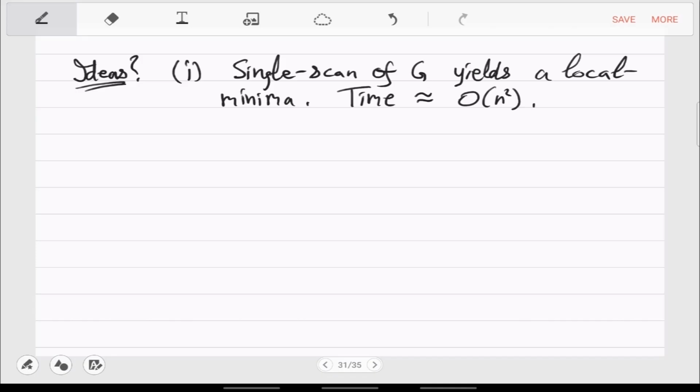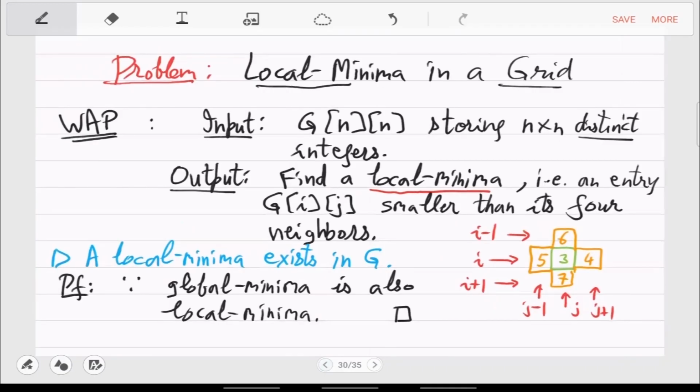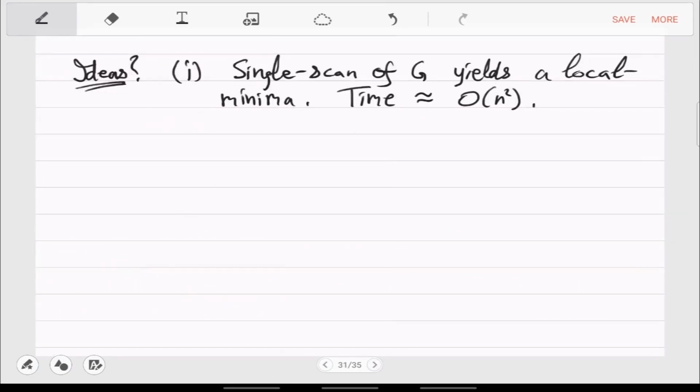So the pseudocode for this is just a single scan, so it's a double for loop for i comma j. Inside the double for loop, what you are doing is just looking at the 4 neighbors and checking whether this picture holds. Right? This is a constant time operation, assuming that the integers are small, we don't worry about that in this problem. So you have constant time, n times n. That is the time complexity, brute force.